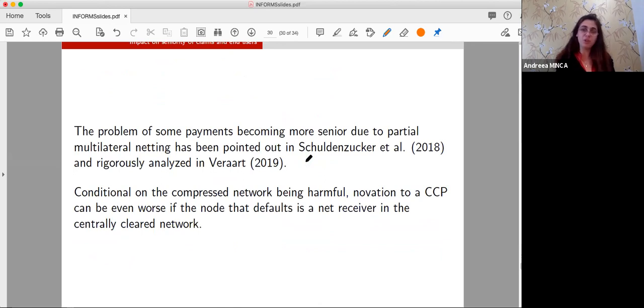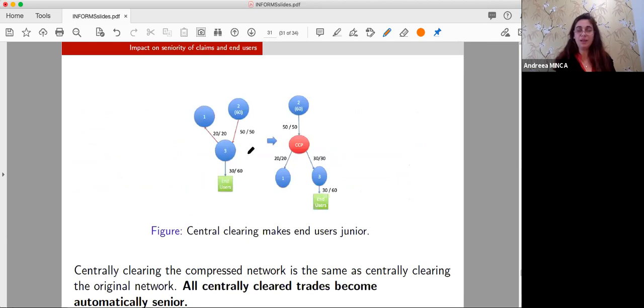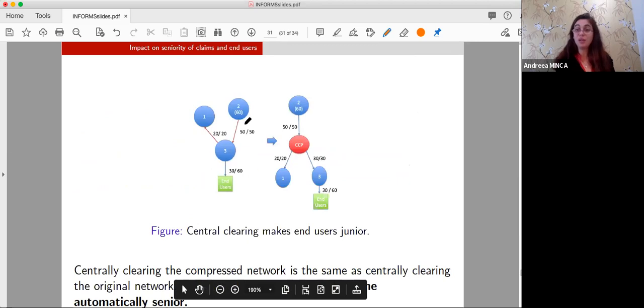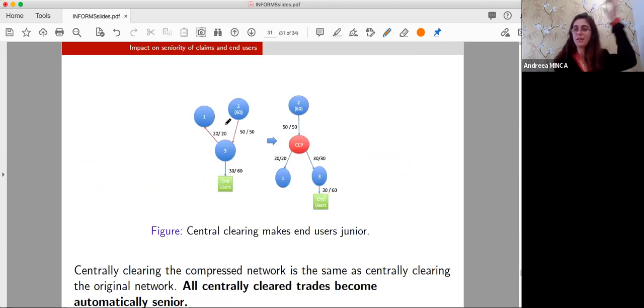The portfolio of some payments becoming more senior due to partial multilateral netting has been pointed out in various works. But the additional point that I want to make is that, conditional on the compressed network being harmful, the novation to this clearinghouse can be even worse. And let me show this via an example. Let us look again at this example. This would be the clearing. This would be the compressed network. So the compressed network is as before, and this is going to go to a clearinghouse. And in fact, novating a compressed network, so passing to a clearinghouse a network from which I have already removed the smallest payable on the cycles, is going to lead to the same network as novating the initial network.